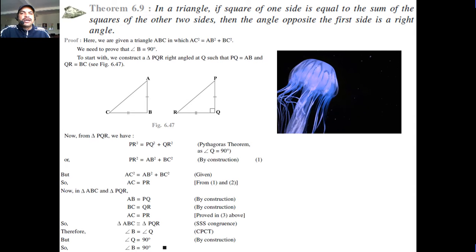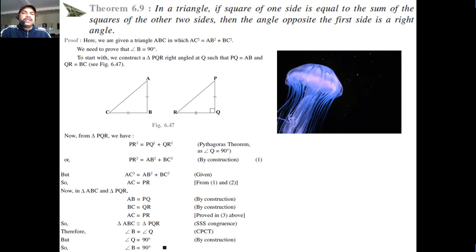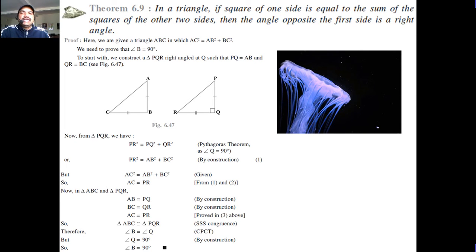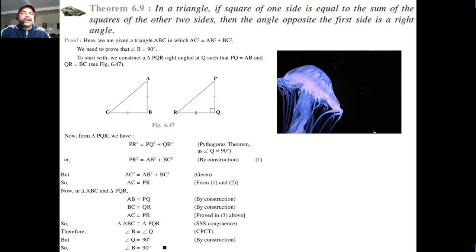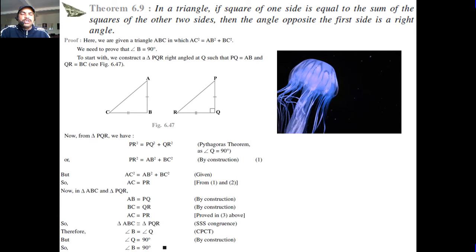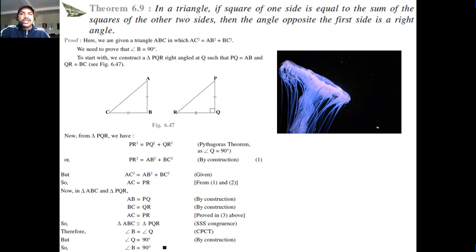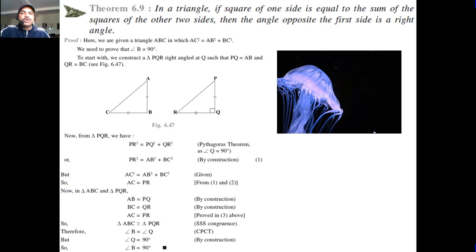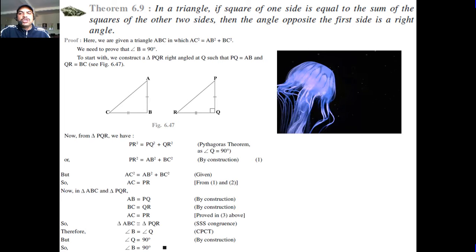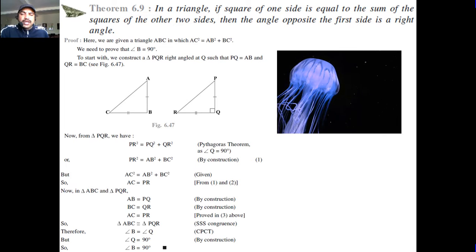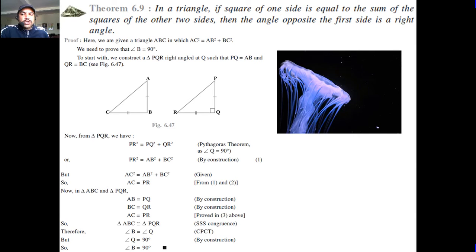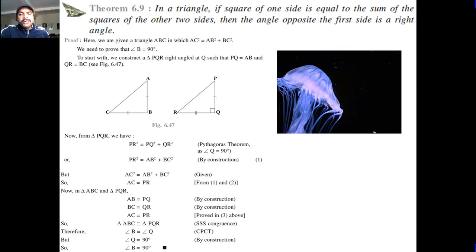Theorem 6.9: In a triangle, if the square of one side is equal to the sum of the squares of the other two sides, then the angle opposite the first side is a right angle. Here we are given triangle ABC in which AC square is equal to AB square plus BC square. We need to prove that angle B is equal to 90. To start with, the construction: triangle PQR, right angle at Q, such that PQ is equal to AB and QR equal to BC. Now from triangle PQR we have PR square is equal to PQ square plus QR square by the Pythagoras theorem, angle Q is equal to 90.